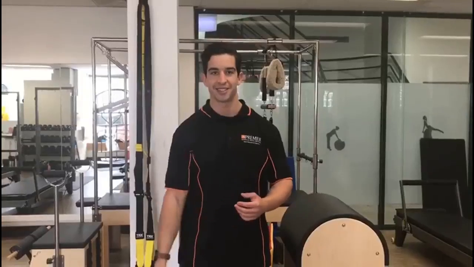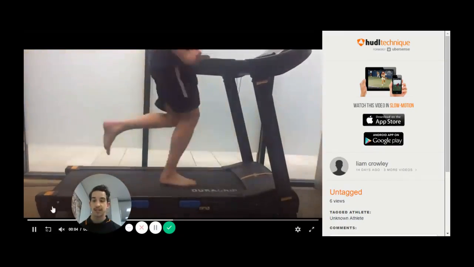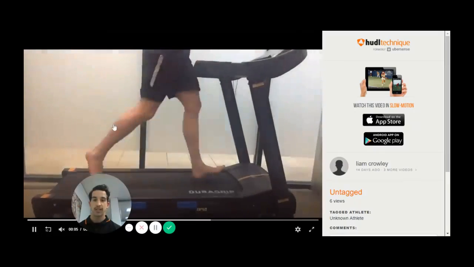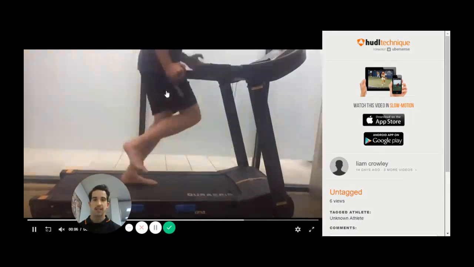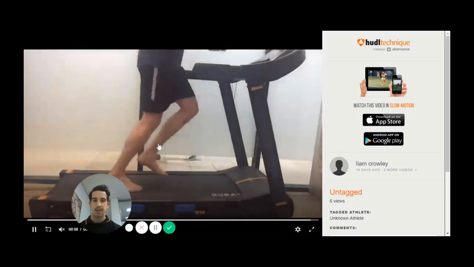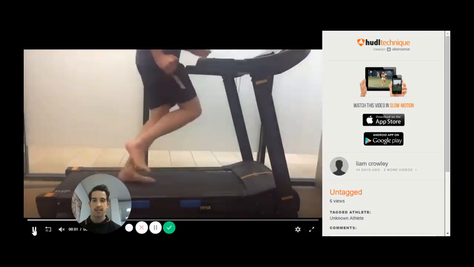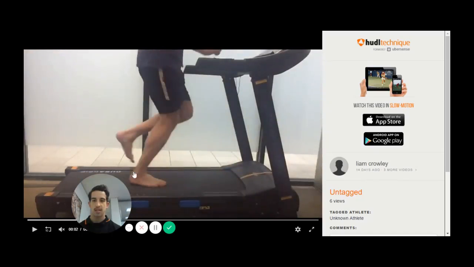So this is a runner displaying some decreased leg stiffness in their gait cycle. The main reason that this leads to knee pain is that massive knee bend while they're running. Let's see if we can grab a frame of it, just there. What we can see is that massive angle at the knee.